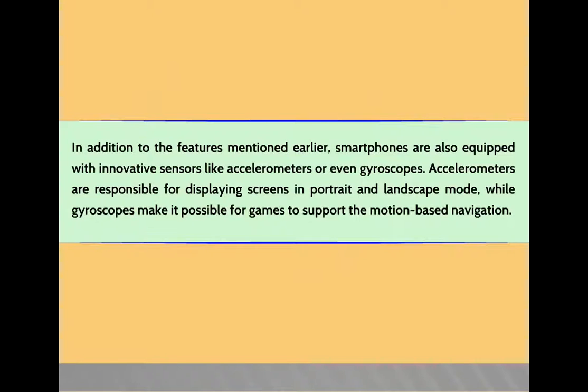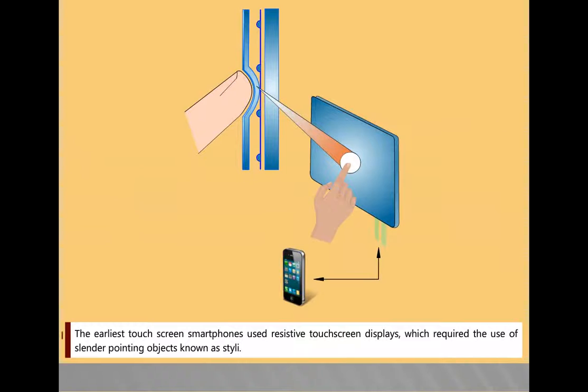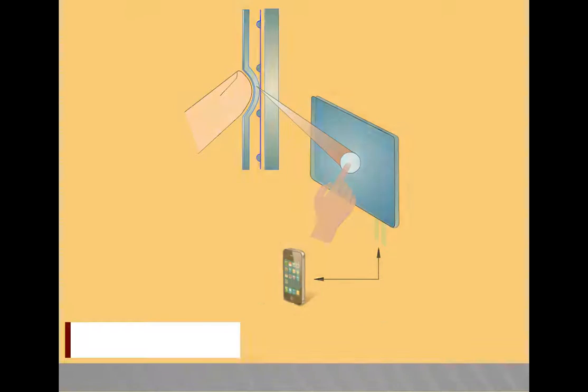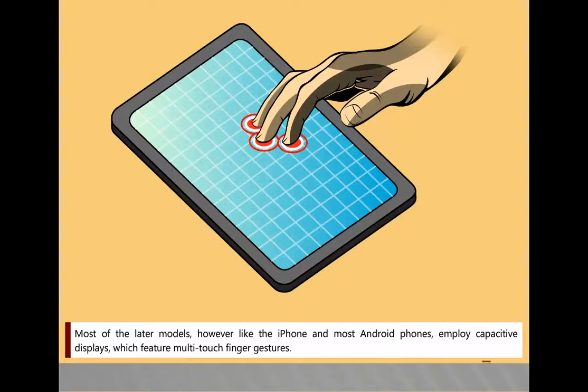In addition to the features mentioned earlier, smartphones are also equipped with innovative sensors like accelerometers, or even gyroscopes. Accelerometers are responsible for displaying screens in portrait and landscape mode, while gyroscopes make it possible for games to support motion-based navigation. The earliest touchscreen smartphones used resistive touchscreen displays, which required the use of slender pointing objects known as styli. Most of the later models, however, like the iPhone and most Android phones, employ capacitive displays, which feature multi-touch finger gestures.